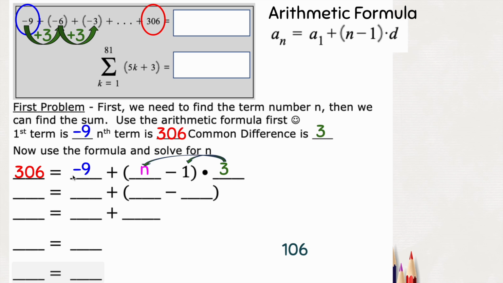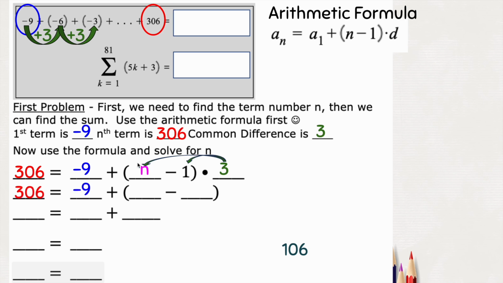Everything gets divided, okay? Because -9 is a separate term from n-1, so I'd have to divide n-1 by 3 to get rid of this multiplication by 3, and I'd also have to divide 9 and 306, so just one of those pieces. Don't forget to divide everything if you choose to go that route.